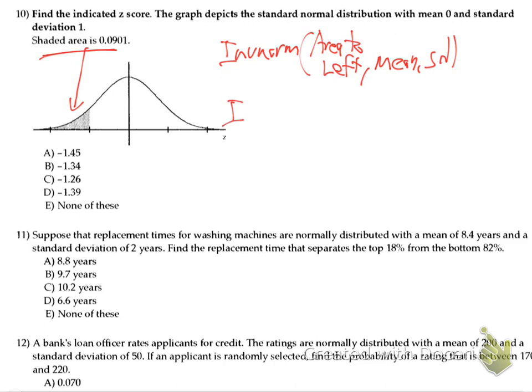So inverse norm, area to the left. So what's area to the left? It's that. By the way, this is the spot we're finding. We're going to find that spot by plugging in the area left of that spot. So what's the area to the left of that spot? 0.0901. The mean is 0, the standard deviation is 1. Hit the buttons on the calculator and get negative 1.34. That one okay? You comfortable with the normal CDF and inverse norm?